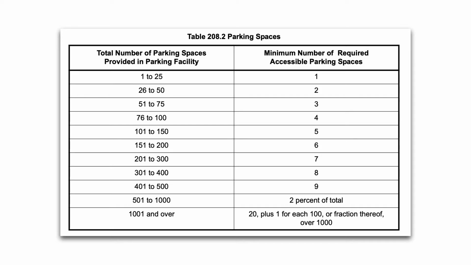So some examples: parking spaces, total number of parking spaces provided in a parking facility. You can see on this chart, if you have up to 25 parking spaces, you need a minimum of 1 handicap accessible parking space. And then as you gain more parking spaces, you need to provide more handicap parking spaces.